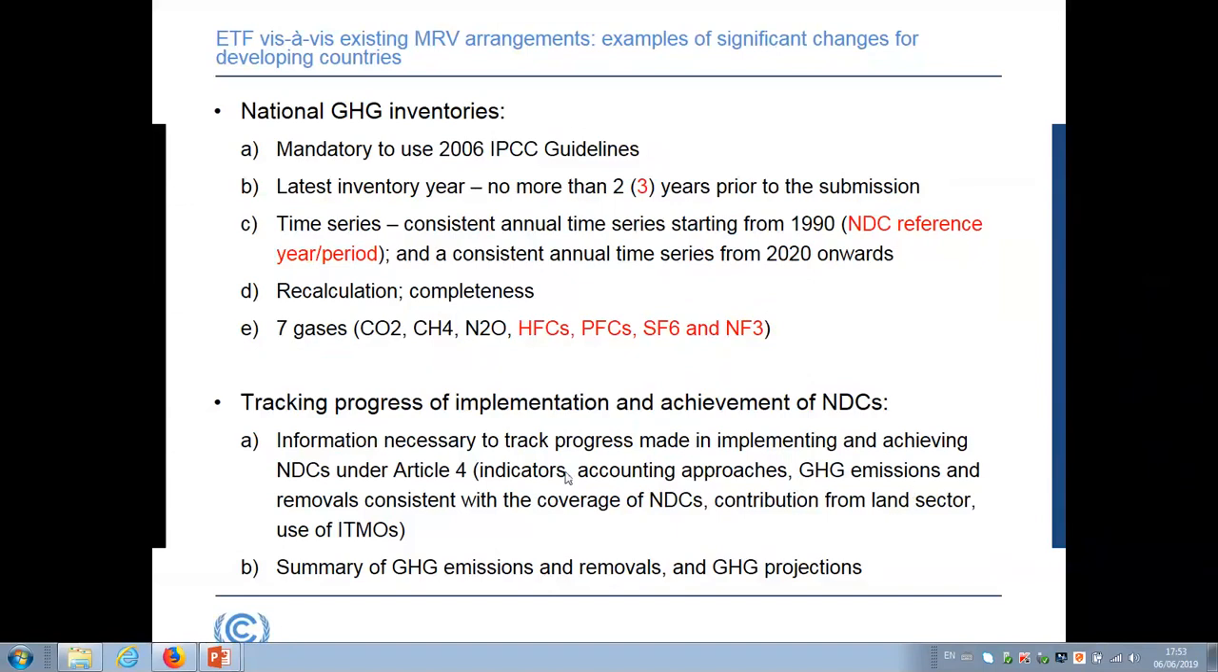The country has to meet some criteria to be able to take benefit of this flexibility. And also in terms of time series, the country needs to consider the annual time series starting from 1990, with a flexibility for some countries to take into consideration the NDC reference year or period mentioned.